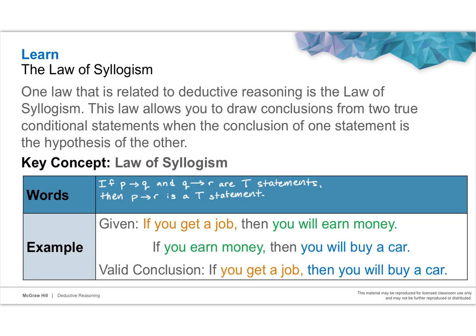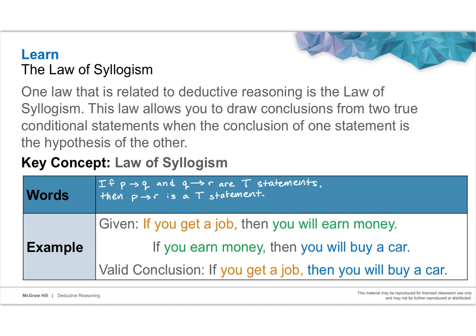The next law that's related to deductive reasoning is the law of syllogism. What this law allows us to do is to draw conclusions from 2 true conditional statements when the conclusion of one statement is the hypothesis of the other. So we have here, again in words and symbols, our law of syllogism. If P, then Q, and if Q, then R are true statements, then we can kind of loop from one to the other, from the front to the back of those statements. So then if P, then R is a true statement.